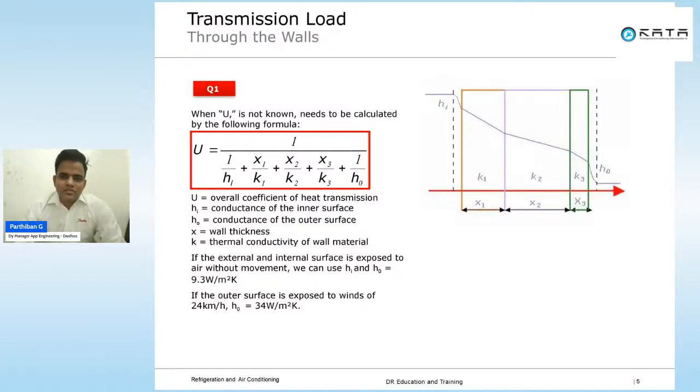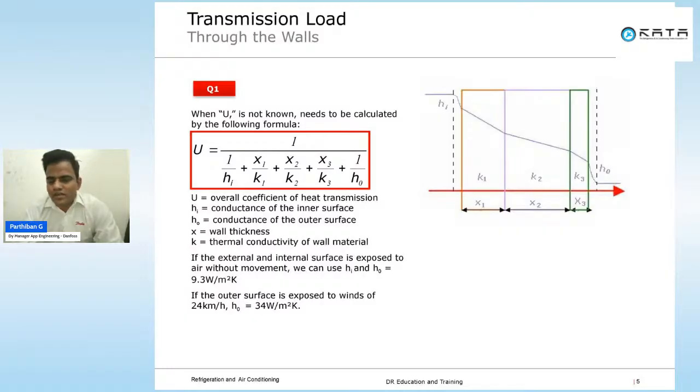If you see the formula, it is a very big formula. It looks complicated, but I'll explain it in detail. You can see the picture. If you can see my cursor, there is a picture on the right side. Here you can see x1, x2, and x3. I'll explain what x1, x2, x3 are.